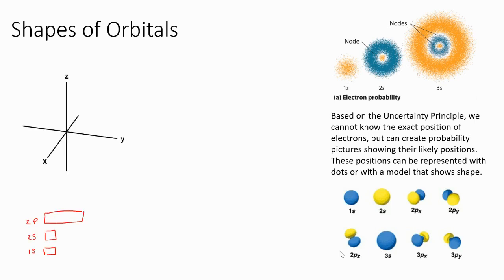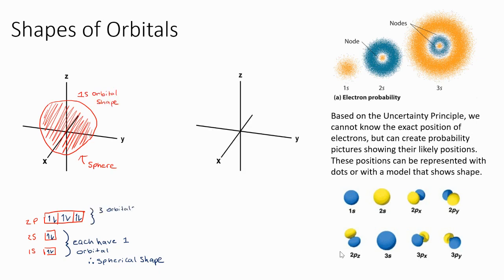Let's break it down by looking at the different energy levels when looking at electron configuration. We'll start by looking at the 1s and 2s energy levels. Each of these has one orbital, and since there is only one orbital, they will form a spherical shape.